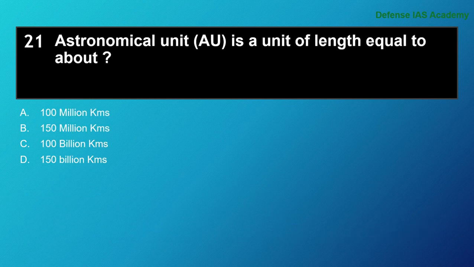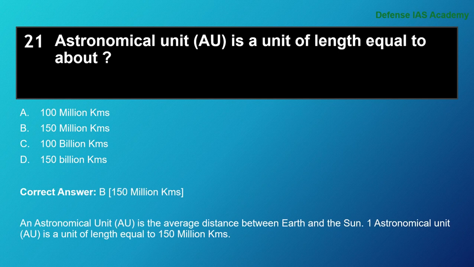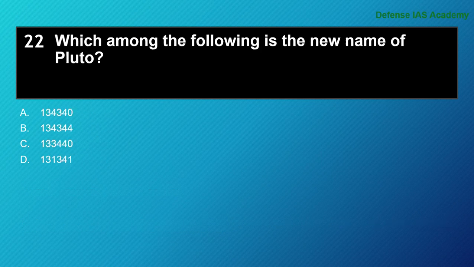Next question. The astronomical unit AU is a unit of length equal to about dash. The answer is option B, 150 million kilometers. An astronomical unit AU is the average distance between the Earth and the Sun. One astronomical unit is a unit of length equal to 150 million kilometers.